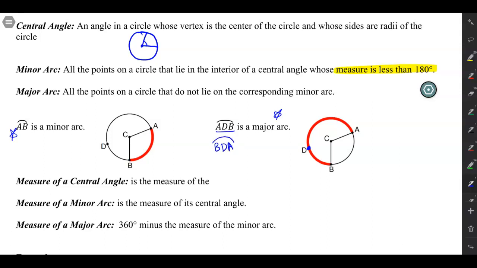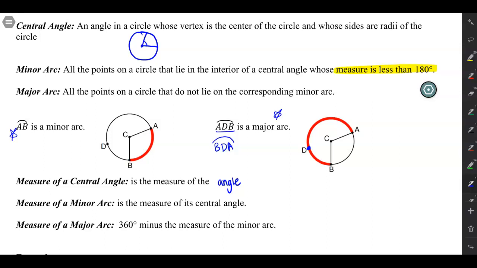So now why should we even care about central angles, minor arcs, and major arcs? The cool thing about them is that they're very much related to each other. The first thing to know is that we measure angles, of course, in degrees. We're also going to measure both minor and major arcs in degrees. So if you're looking at the measure of a central angle, that's the measure of the angle at the center of your circle.